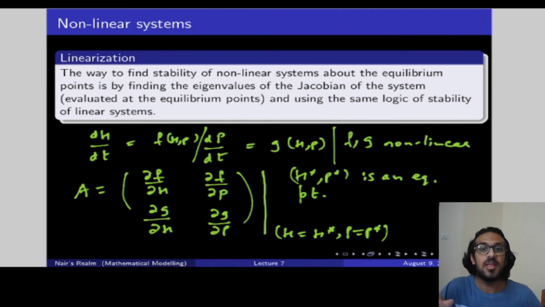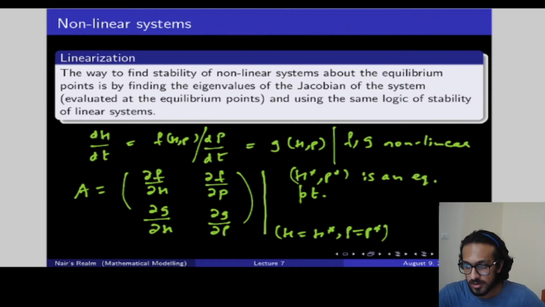Then I can find the eigenvalues of A, and it's literally similar to the linear case. If I get positive eigenvalues, unstable; negative eigenvalues, stable; complex eigenvalues, it depends on the value of the real part. If it's negative, stable. If it's positive, unstable, simple. So this is the procedure you use to convert a nonlinear system to a linear system.